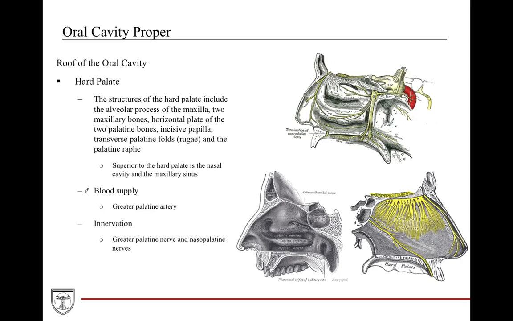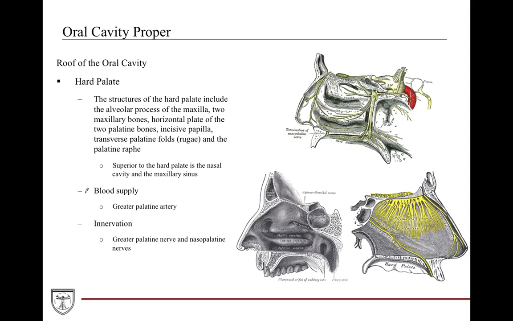So we mentioned it in the past, the hard palate has a greater palatine canal, has an incisive foramen, has a soft palate. But anyway, the structures of the hard palate are composed of an alveolar process of the maxilla, two maxillary bones, the horizontal plate of the two palatine bones. It has the incisive papilla and the transverse palatine folds, or the rugae, that are located on the top of the mouth, as well as the palatine raphe.